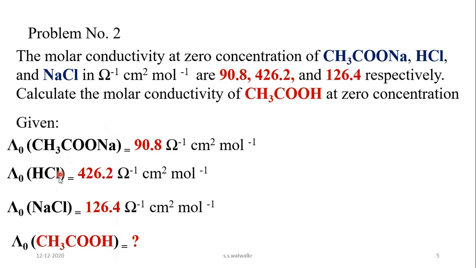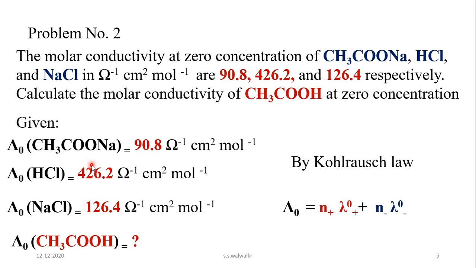Now see here, all these three are strong electrolytes and the lambda 0 values of the strong electrolytes are given to you. And we have to calculate lambda 0 of acetic acid, which is a weak electrolyte. It is one of the applications of Kohlrausch law. We can calculate lambda 0 of a weak electrolyte from the values of strong electrolytes by adding or subtracting the lambda 0 values of the strong electrolytes.